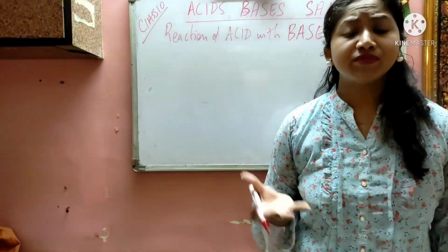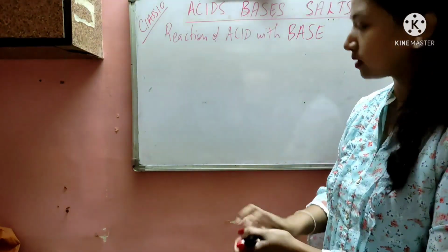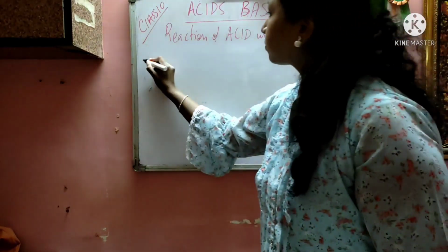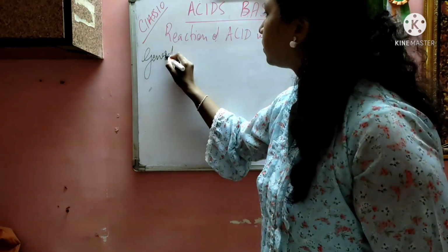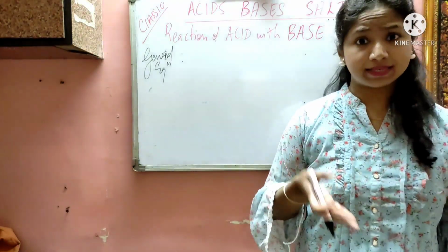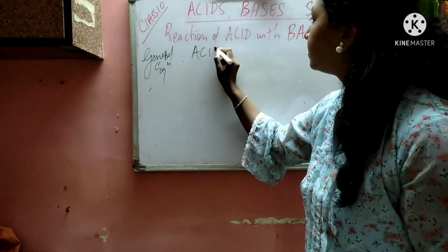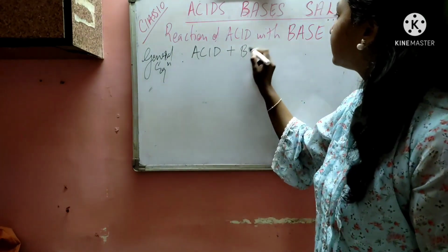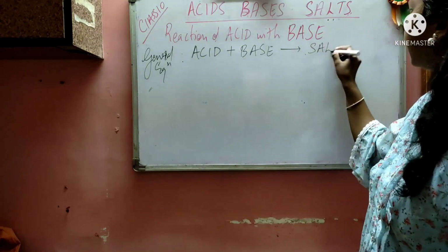What happens when acid reacts with base? Let's see the general equation, guys. When acid reacts with base, what do you get? Salt and water.